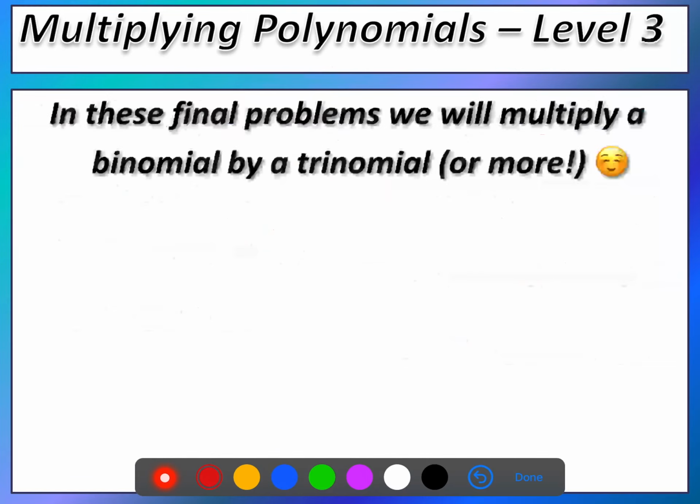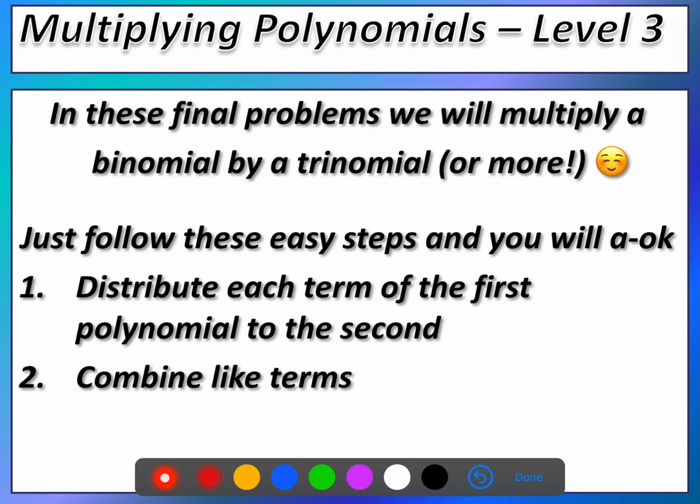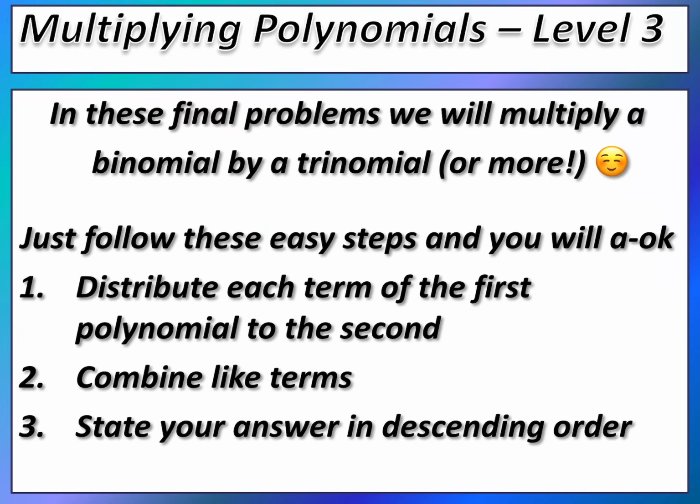Our third and final type of problem is multiplying a binomial to a trinomial. So a 2-term expression into a 3-term expression. Okay, so we are just going to do a lot of distributing. We're going to take the first term in the binomial and multiply that to everything, and then we're going to take the second term of the binomial and multiply that to everything. Okay, combine any like terms that we have, and we're going to state our final answer in descending order.